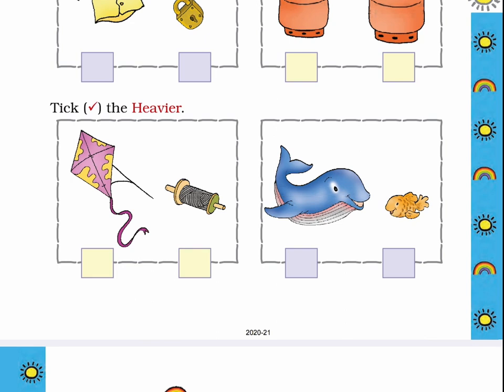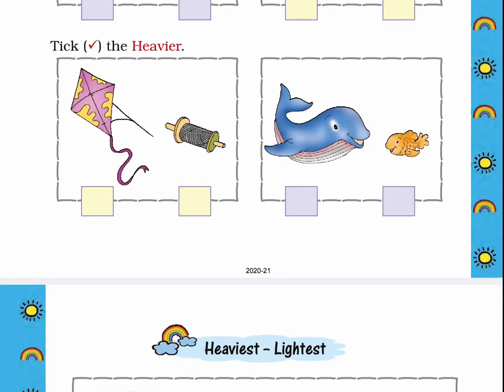Picture 2 shows two fishes. Fish 1 is as big as you are. Fish 2 is as big as your palm. You have to tick and identify the fish which is heavier.